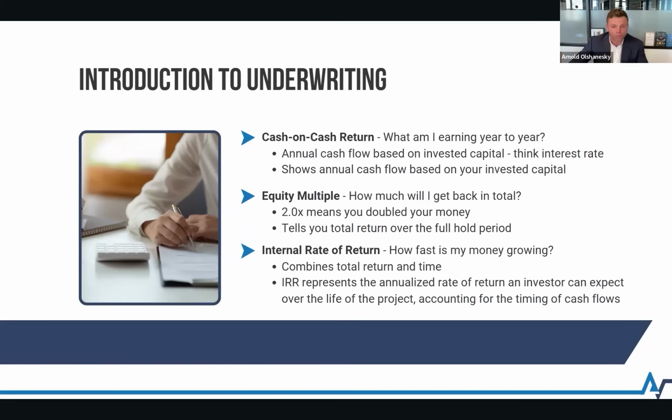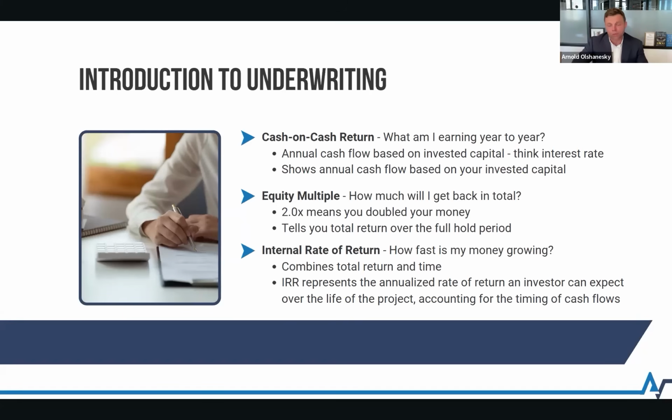And equity multiple is essentially how much will I get back in total. So as an example, if something is a 2x return and you've put in $100,000 in capital, that means by the end of the whole period, you should get $200,000 back. If something is, for example, a 2.5x, then that $100,000 should deliver $250,000 back. So equity multiple is a good gauge of how profitable a deal is overall.